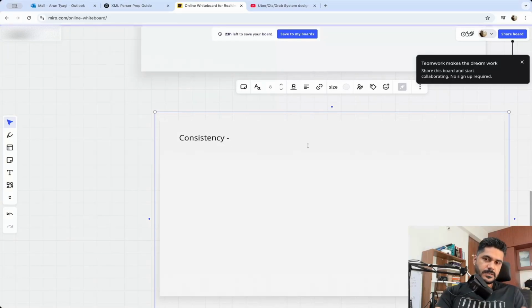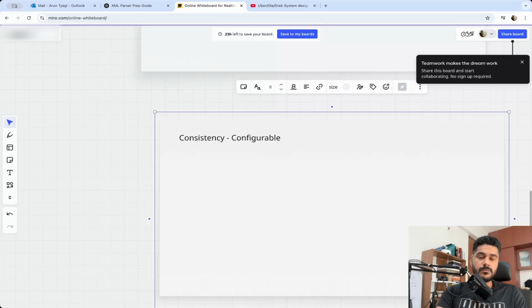One more thing is about consistency. This is not consistent hashing, but I'm talking about whether your system should be eventually consistent, or whether every time the value needs to be the same in all the systems. At the database level, they simply make it configurable. So that means the choice is yours, how you want it.